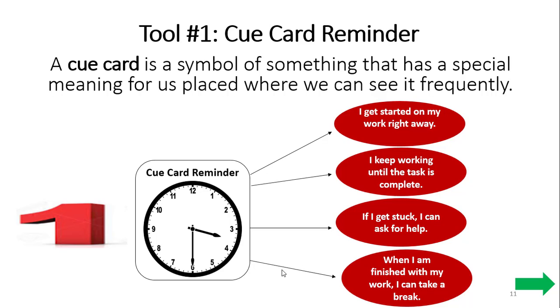It's time to start. So next, it's time to choose a tool that's going to help us to be successful with our goal. The first tool that we could use is called a cue card reminder. The definition of a cue card reminder is a symbol of something that has a special meaning for us, and it's placed where we can see it frequently.